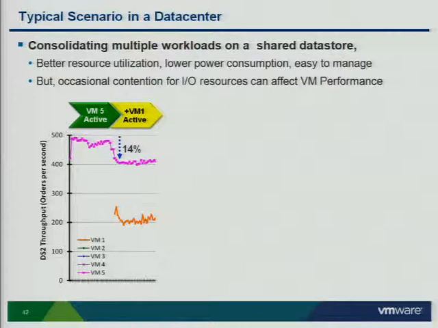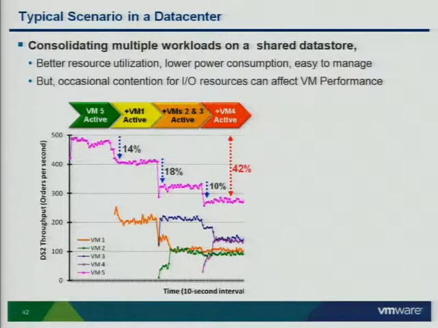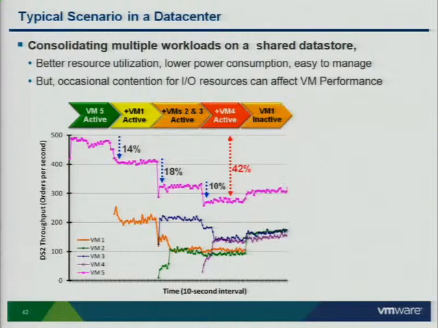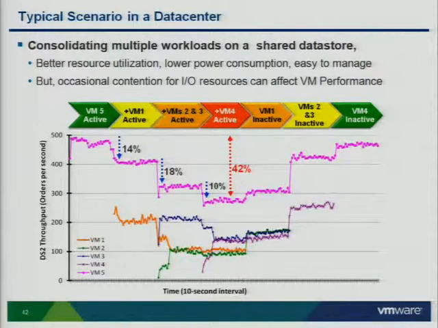When another VM became active, you can see that the performance dropped by 14%. 2 more workloads became active. Performance dropped by another 18%. When the last VM became active, performance dropped by another 10%. And at this stage, the total performance drop for the critical VM was about 42% from its peak value. And one workload became inactive, so the performance went up. 2 more VMs became inactive, performance went up further. And when only the critical VM was running, the performance was similar to the first phase.